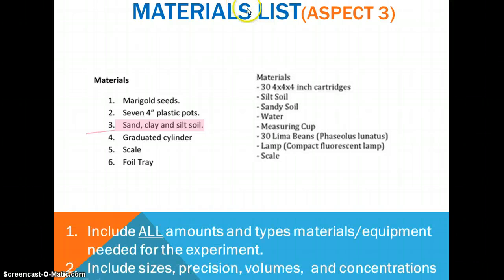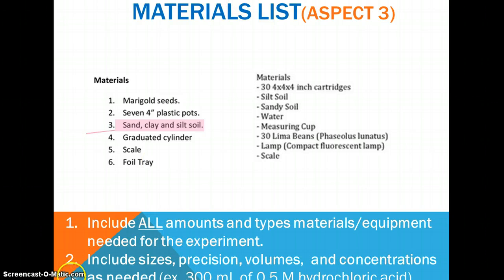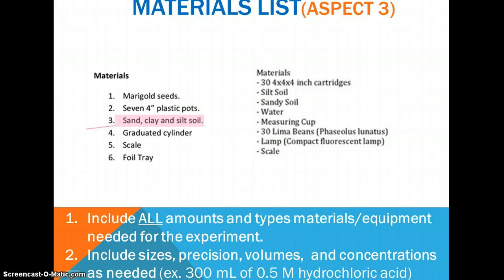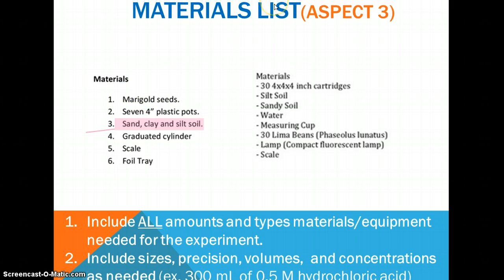A lot of students struggle to have this be detailed and specific. This is the third aspect. Notice that these students don't have units on these types of soil. We do have a little bit of information here. I do not have a scientific name here. And so because we need this level of detail, we can summarize this as we need to include all amounts and types of materials and equipment.